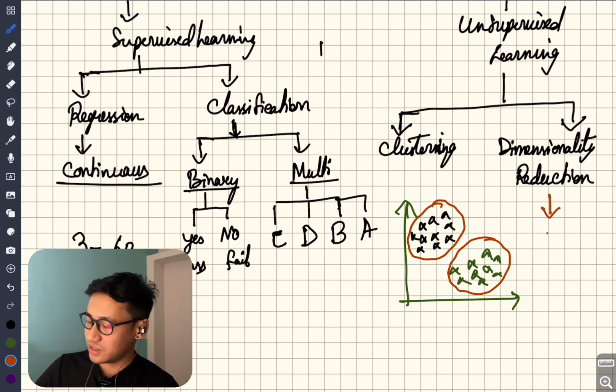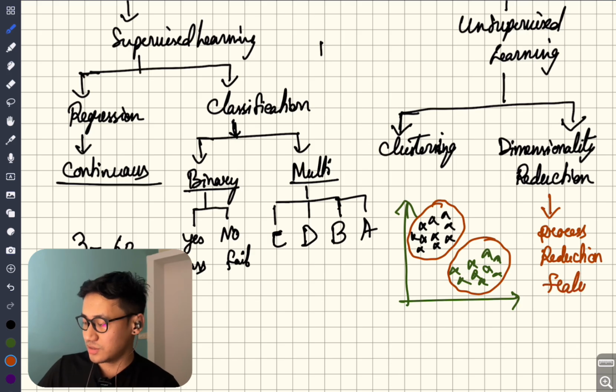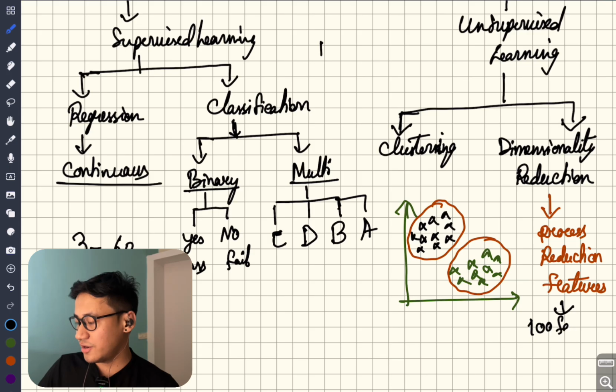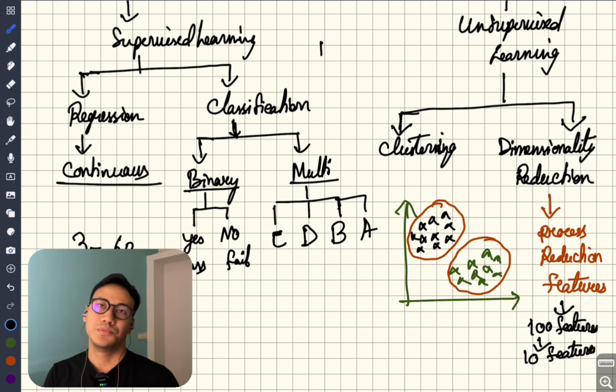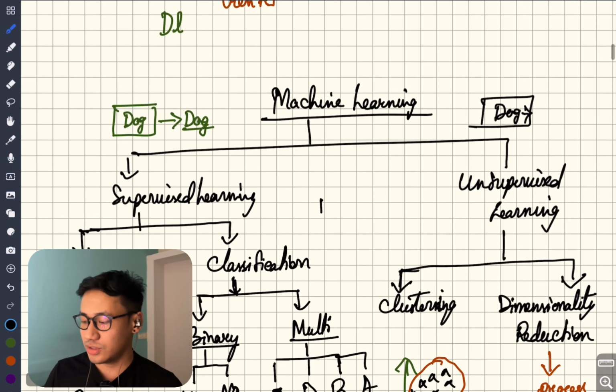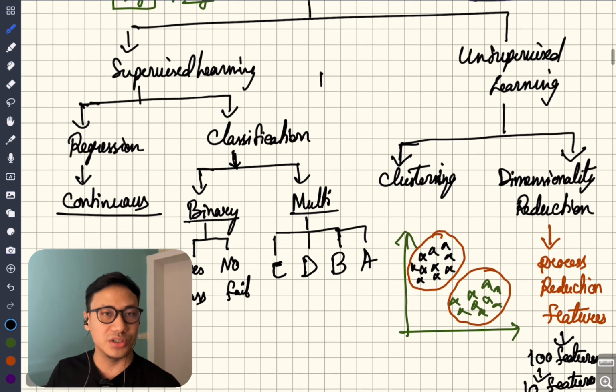Dimensionality reduction is the process of reducing the features, keeping in mind that the important features are kept and all the unnecessary features are removed. For example, if it has 100 features, it will be reduced to 10 features, keeping in mind that the model is still working. This is called dimensionality reduction. I hope you have understood this particular classification. This classification is very, very important.